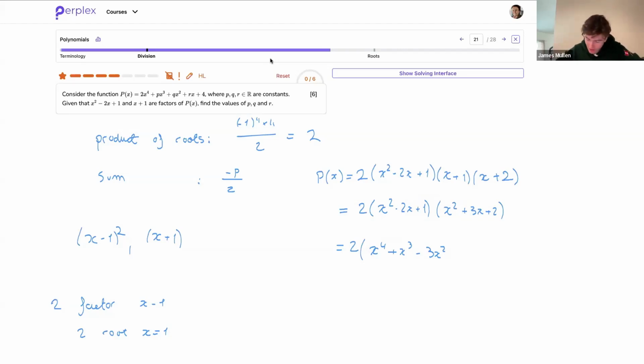Okay. And then for my terms in x, I'm going to have either 2x times 1 or 1 times that. Those are the only two pairs that give me 2x. So it's going to give me negative 4x plus 3x is just going to be negative x. And then finally, the constant term is just plus 2. All right, so all in all, if I expand everything out, I'm going to have 2x to the 4 plus 2x cubed minus 6x squared minus 2x plus 4, which means that p is equal to 2, q is equal to minus 6, and r is equal to minus 2.